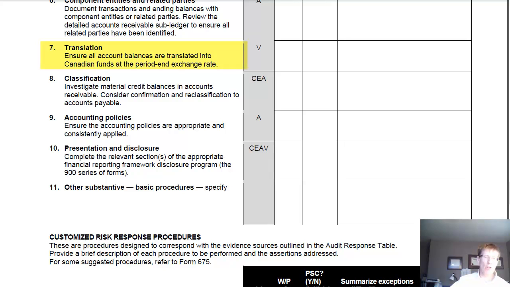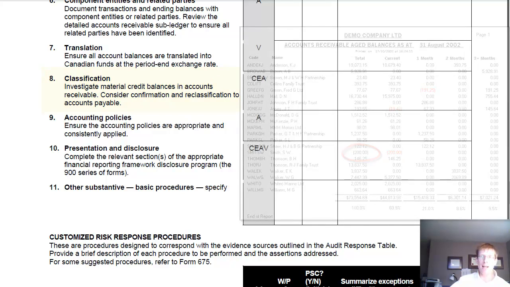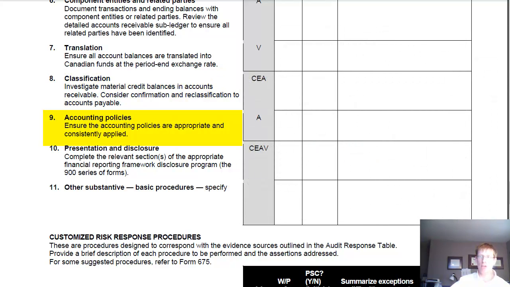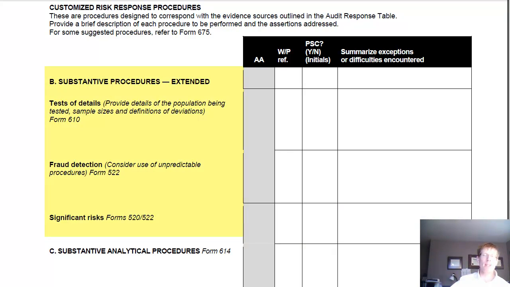Number 7 asks us to look at the translation of our foreign exchange denominated balances. Number 8 asks us to look at the classification of balances within the accounts receivable listing. So if there's any credit balances or any material credit balances, these should be reclassified over to accounts payable for reporting purposes. Number 9 asks us to look at the accounting policies for accounts receivable and to ensure that they're consistently applied. And number 10 asks us to ensure that we have all of the relevant presentation and disclosure considered.